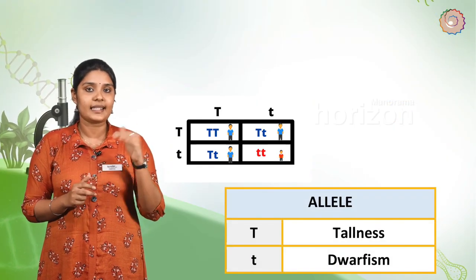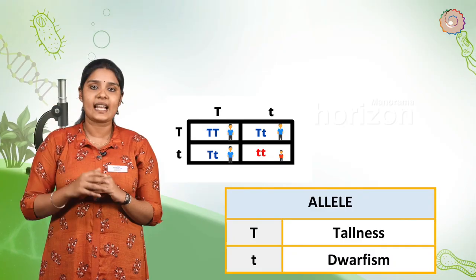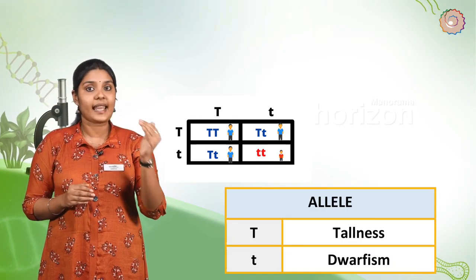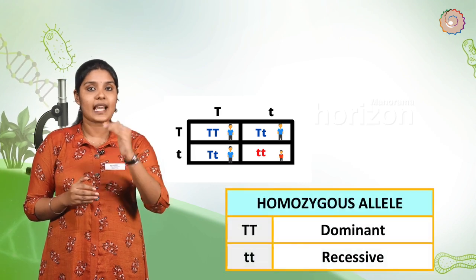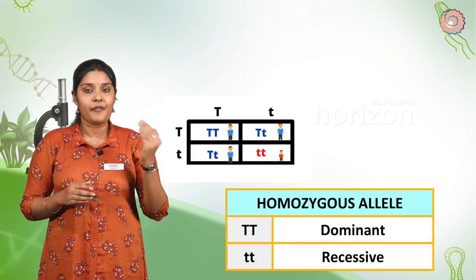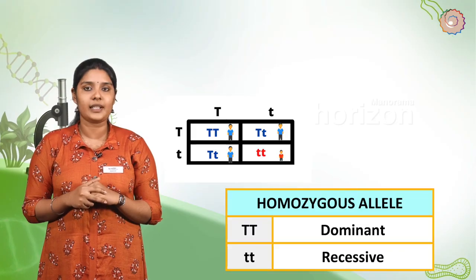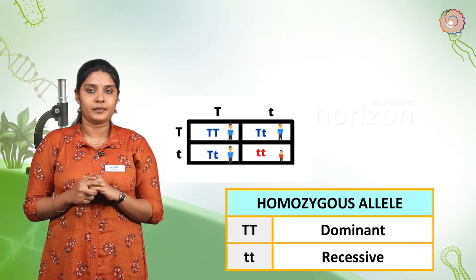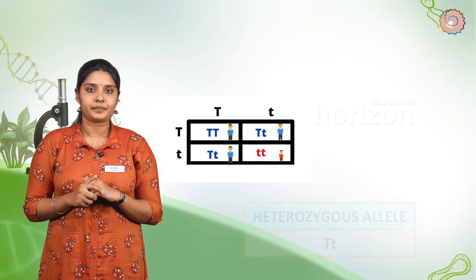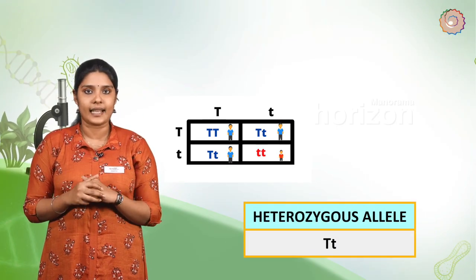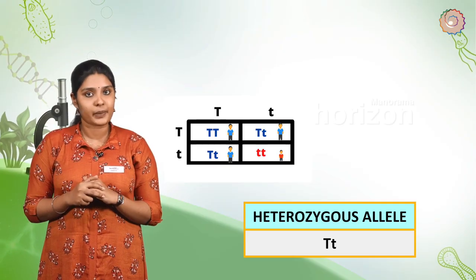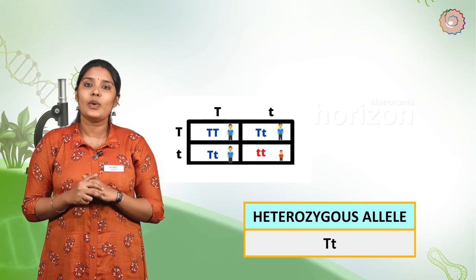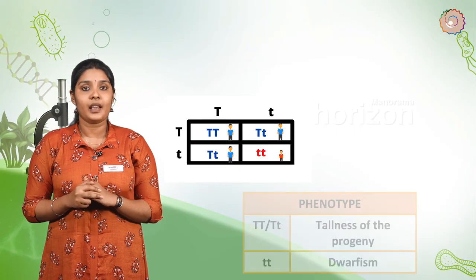Allele is basically a set of genes which can be seen as pairs or in multiple appearances in chromosomes. They can be of two types. First type is a homozygous allele, where both alleles of a particular gene are the same. For example, capital T capital T and small t small t. Second is the heterozygous type, where both the alleles of a particular gene are different. Example, capital T small t, which codes for tallness.